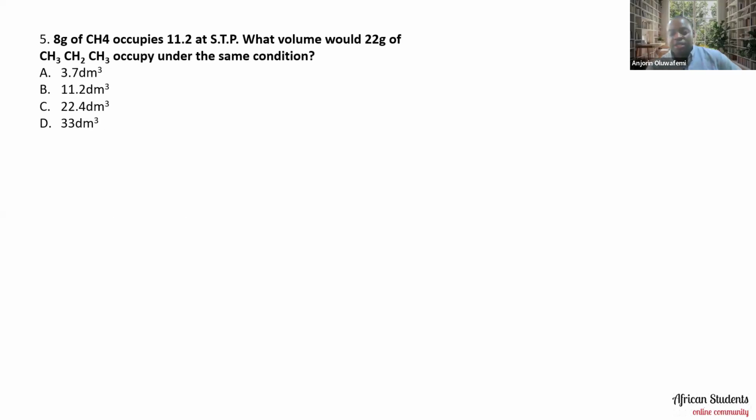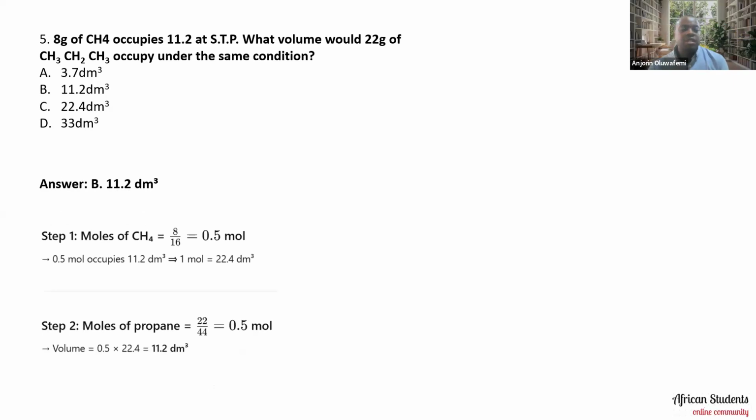Okay. 8 grams of methane occupies 11.2 dm cube at STP. What volume would 22 grams of propane occupy under the same condition? Is it 3.7 dm cube, 11.2 dm cube, 22.4 dm cube, or 33 dm cube? The right answer here is 11.2 dm cube.